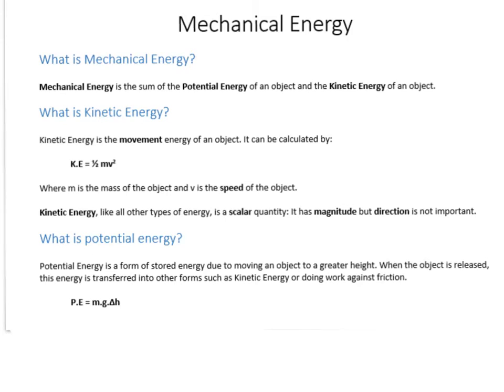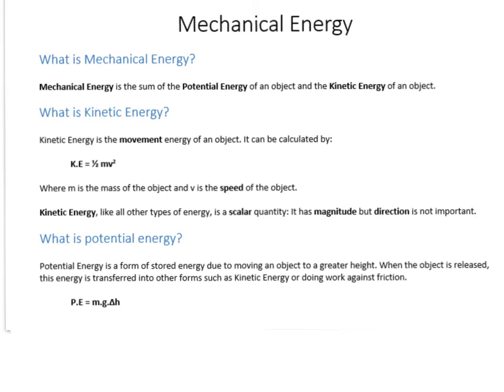And the reason we can do that is because kinetic energy is a scalar quantity, so it has magnitude but not direction. Because kinetic energy is a scalar, we only need the scalar form of speed to calculate it. So we just put speed in there, not necessarily velocity.